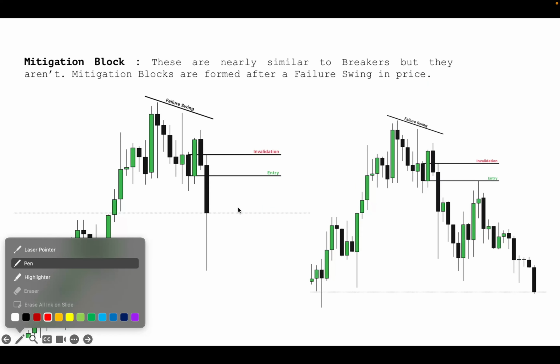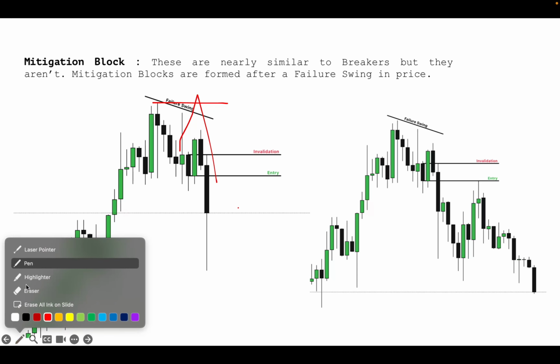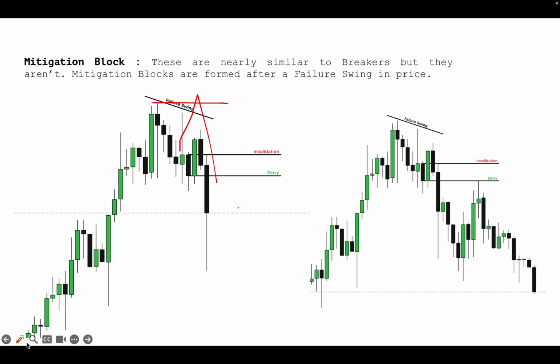So now our next PD array is mitigation blocks. These are nearly similar to breakers, but they aren't. Mitigation blocks are formed after a failure swing in price action. So a failure swing is when price fails to do a raid or a total soup or a Judas swing above the old high. So this is a failure swing right here, right? So price bought, it wants to switch to a sell, right? But instead of doing a move above this, it didn't do that. Instead, we got this failure. So when we have a failure swing like that, we always expect this type of price action.